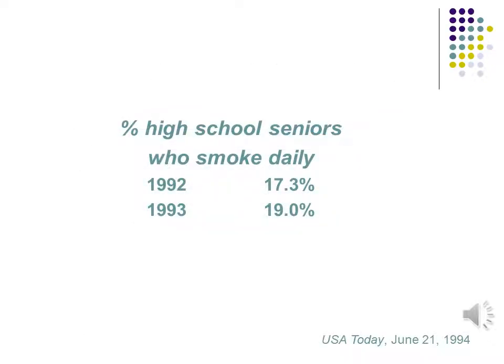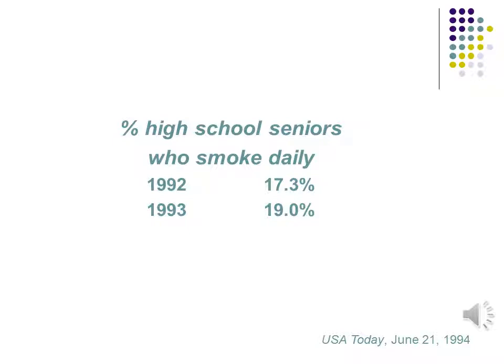Here's another example. Percent of high school seniors who smoke daily from 1992 and 1993. So it looks like there's a 10% relative increase in those who are smoking. And we tend to look at this and conclude that indeed there was a substantial increase in the percent of high school seniors, in this case, who smoke daily.